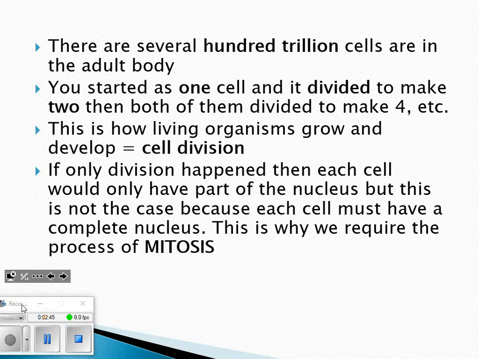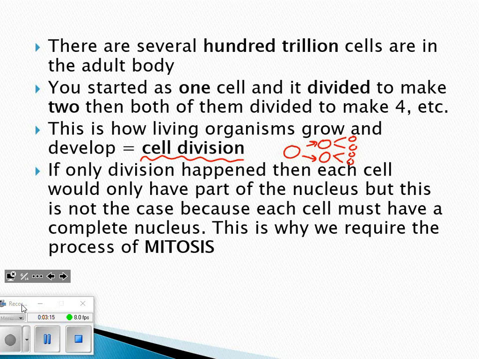There are several hundred trillion cells in the adult body. You started out as 1 cell, and that 1 cell divided into 2 cells. Those 2 cells divided into 2 cells each, so you ended up making 4, and so on and so forth. We're going to talk about that process of reproduction and how we got from that single cell to the multicellular organism you are now. The short answer is by cell division.